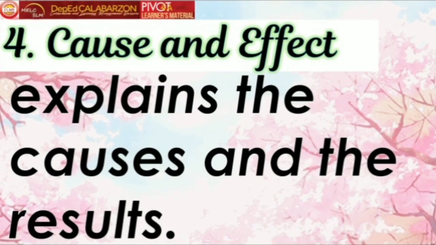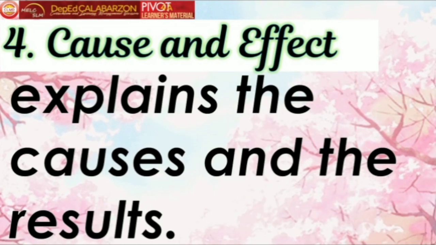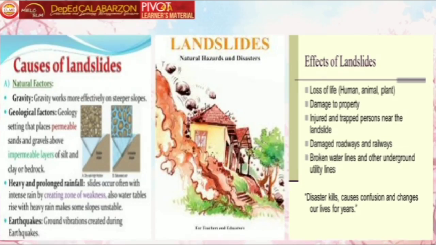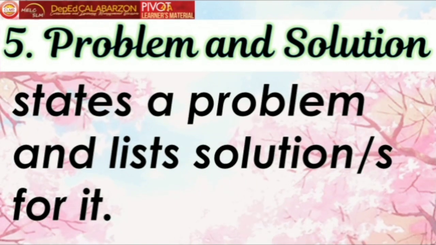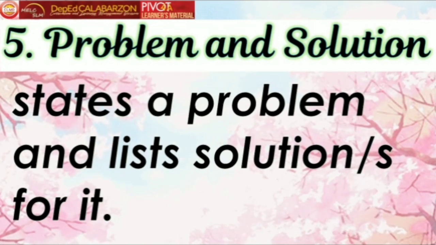The fourth one is cause and effect. It explains the causes and the results. So here in our example, you can see the cause of landslides and the effects of the disaster to human life. Again, you may pause this video if you want to read our examples. And the fifth one is problem and solution. This states a problem and lists a solution or solutions for it.